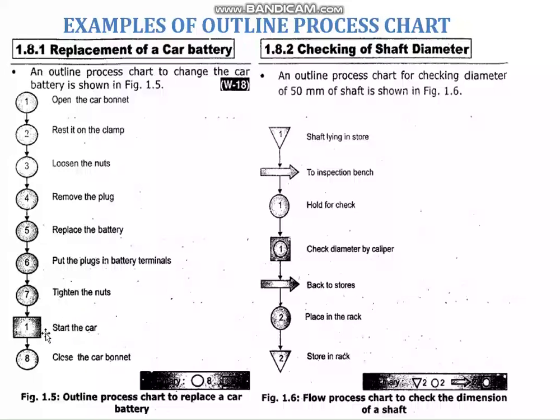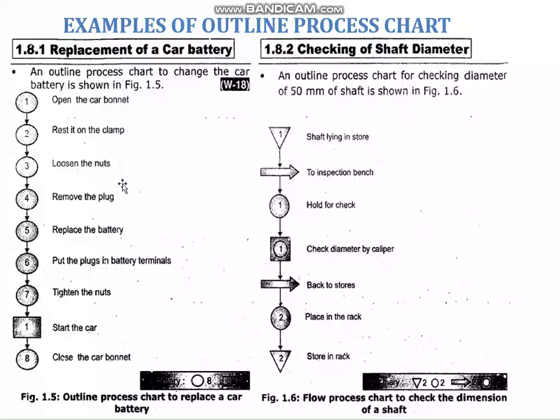That is a checking, an inspection. That's why the square is given. If the car is working, that means the battery is working properly, and now we have replaced it. Now close the car bonnet. These are the various activities. First you should know what are the activities that will be coming in the work that is given to you. Normally, outline process charts and process charts are made for the activities that are carried out inside a company, not like these things.